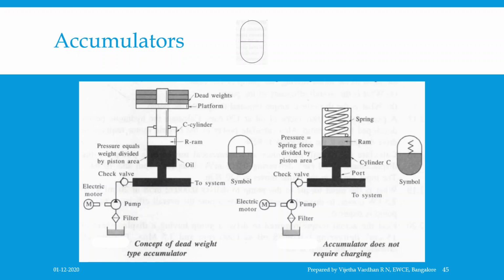The force exerted depends on the spring stiffness, which is the force required to compress the spring by a unit length and is constant for a given spring. Their advantages are that they are smaller and mounting is easy. And coming to the disadvantages, oil is supplied at low pressure.